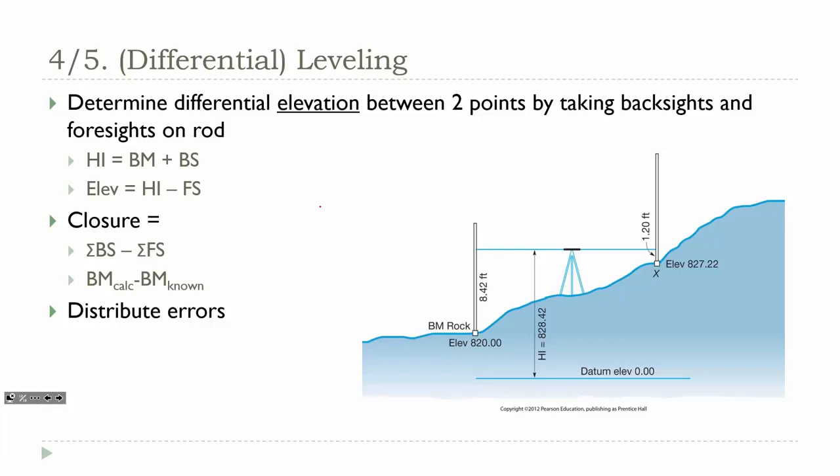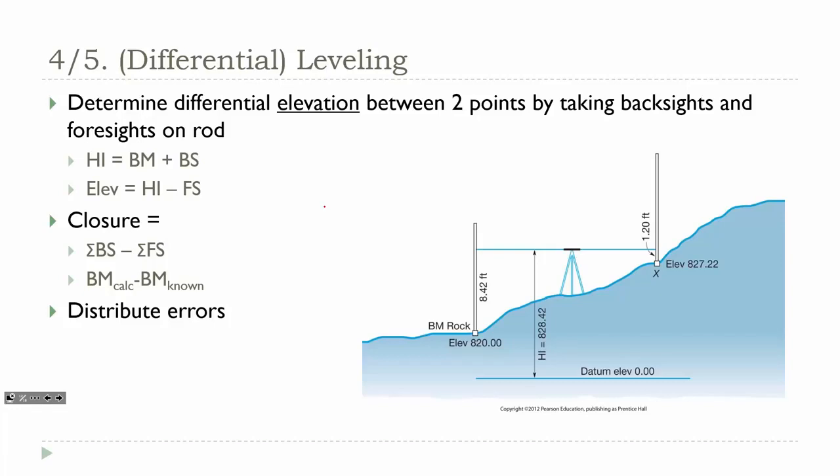All right, so the next topic is leveling, and the type of leveling we did in geomatics, and the most common type is differential leveling. So this is determining the differential elevation between 2 points by taking backsite and foresight readings on a level rod. There are no equations in the FE reference manual for this, so I guess you just have to remember these.